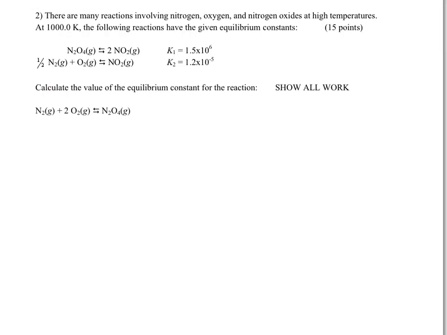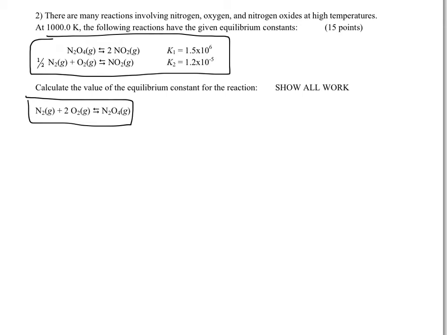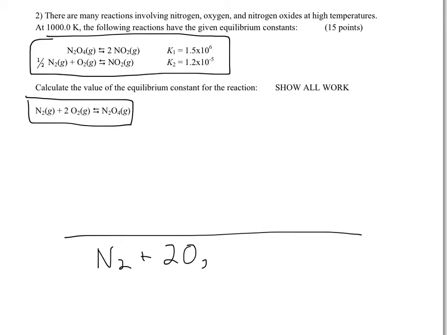All right, on to the second question. There are many reactions involving nitrogen, oxygen, and nitrogen oxides at high temperature. We have the following equilibrium constants. And so here we have these two reactions, and we need to manipulate them to find the value of this reaction. We need to combine reactions until we get this reaction. That's our final answer, so to speak, our reaction 3. We want to know what is the equilibrium constant for reaction 3.